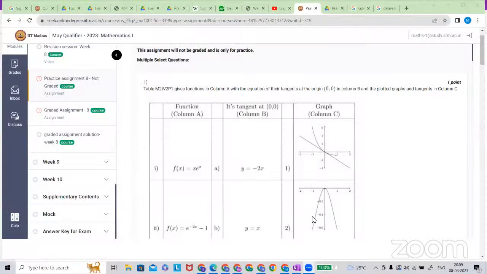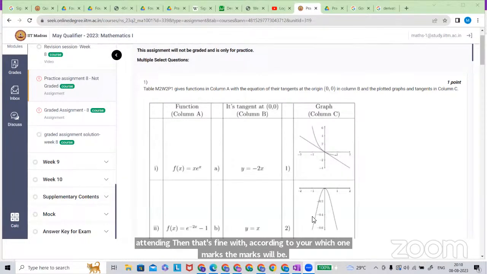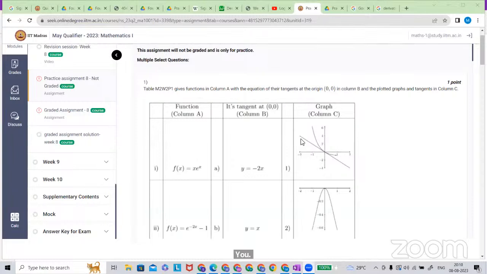Sir, what do you do if you're unable to attend the quiz or exam? If you are unable to attend, there is one process for the grading. There is a grading document. If you are not attending quiz 2, that's fine, but according to your quiz 1 marks, the marks will be evaluated for grading. Okay, sir.